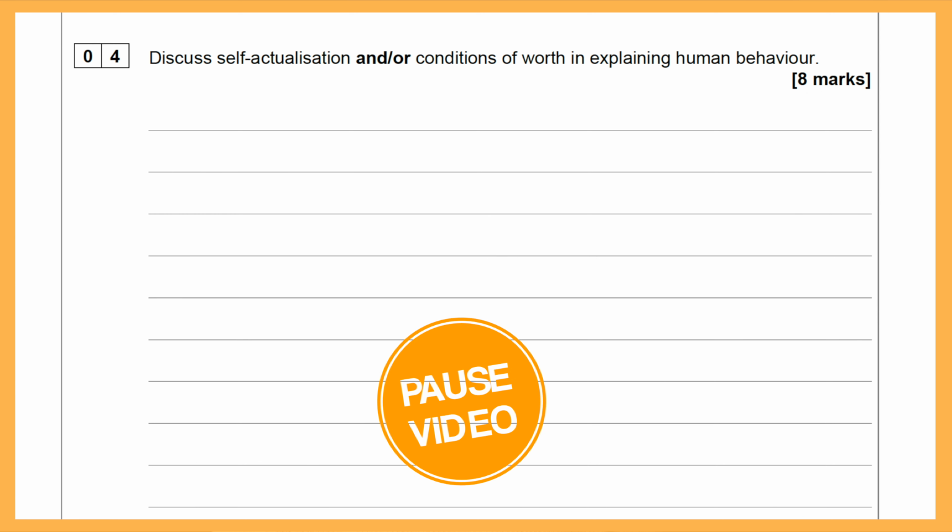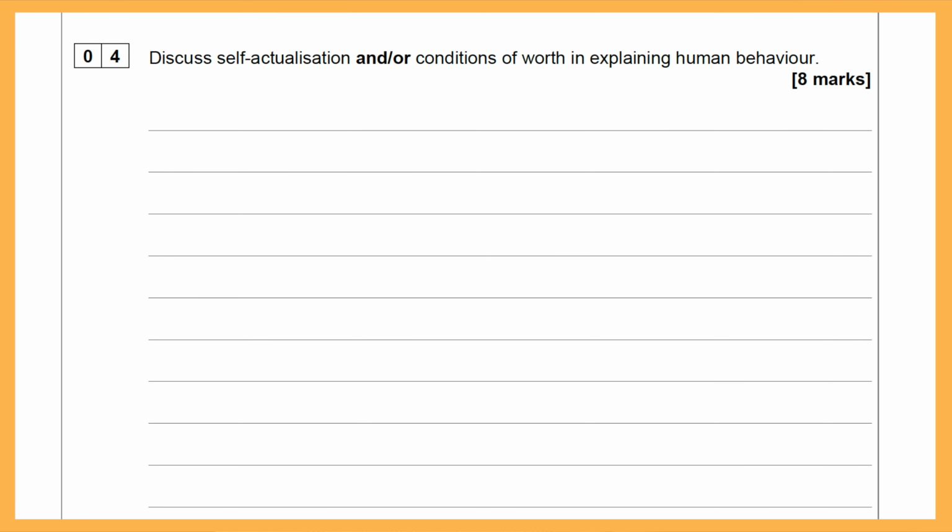Many students lose marks not because they lack the knowledge of mediational processes, but because they don't answer the question in the required way. Be specific with your application as to where it is in the STEM. And finally, question 4 says, discuss self-actualization and/or conditions of worth in explaining human behavior.